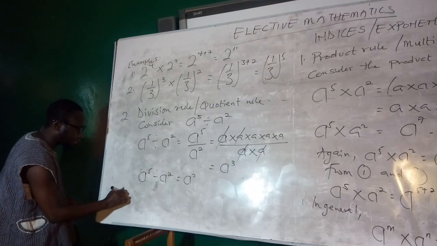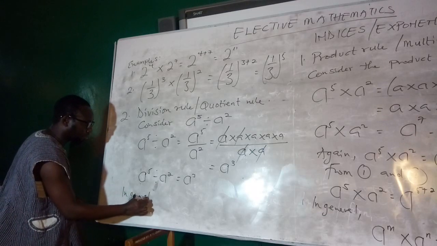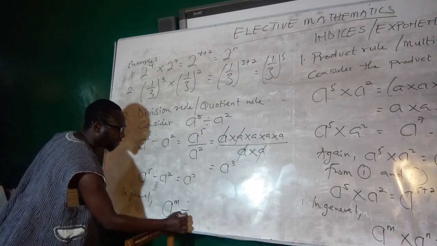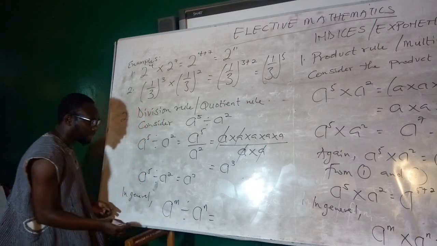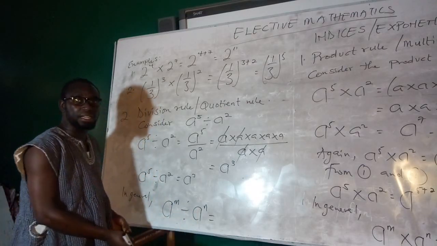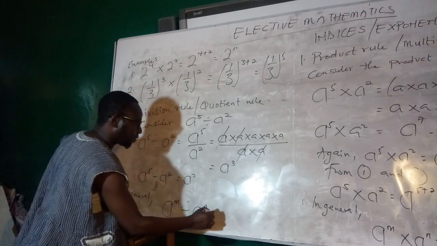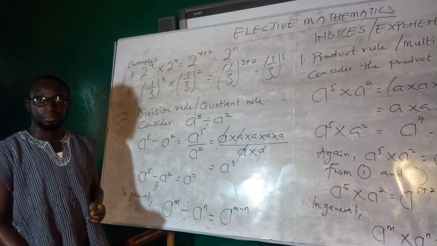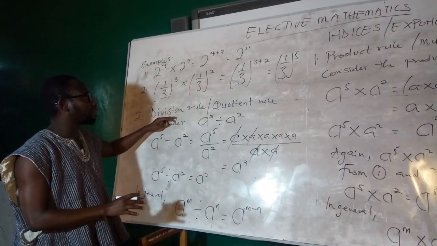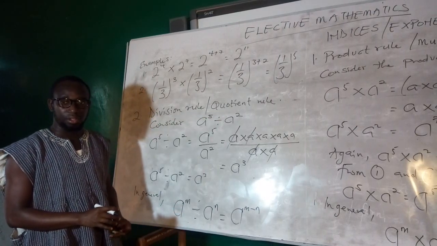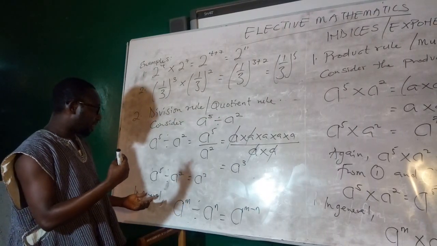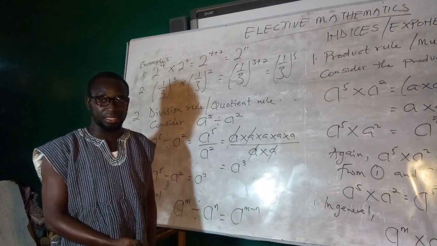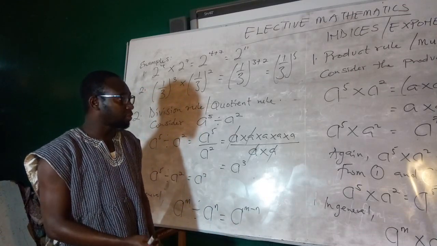Okay, so in general, we can state that when we have a raised to the power of m dividing a raised to the power of n, they have the same base and they are being divided. So we subtract their exponents. So we write a raised to the power of m minus n. So this is also the division rule or the quotient rule. So numbers in this form, when they are being divided, it means that their exponents should be subtracted, as we have done over here. Let's look at some examples.